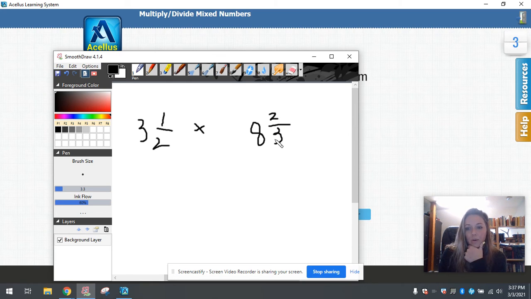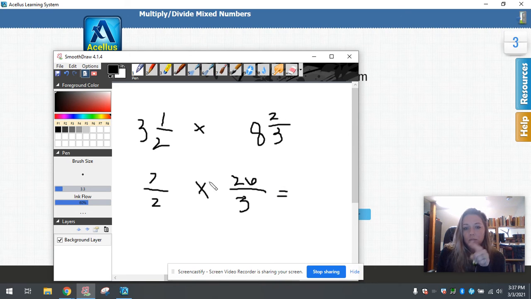Turn them into improper fractions. 3 times 2 is 6 plus 1 is 7. Denominator stays the same. 3 times 8 is 24 plus 2 is 26. Denominator stays the same. I multiply straight across. 7 times 26. 7 times 20 would be 140 plus 7 times 6 is 42, so 182.